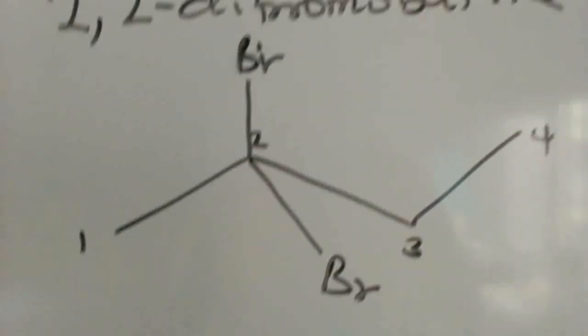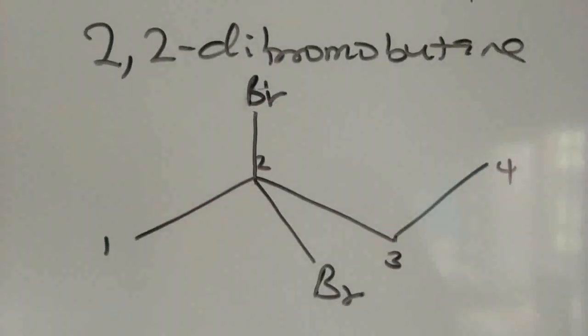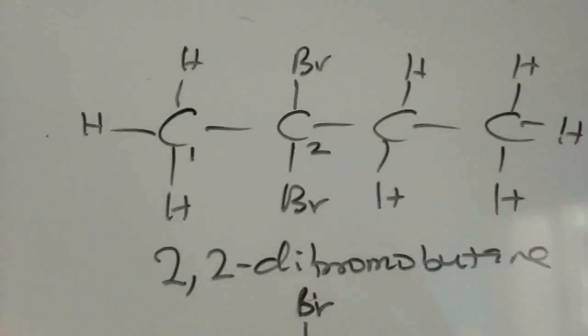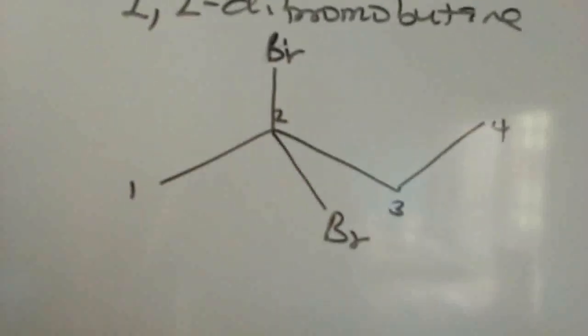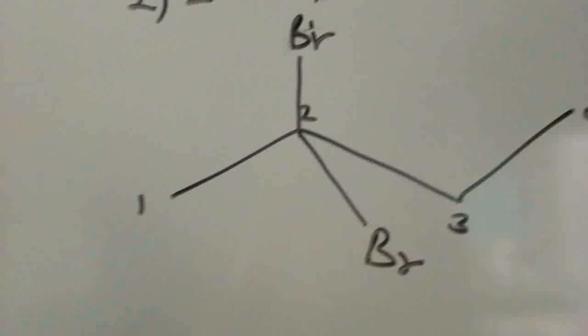So this is 2,2-dibromobutane. No matter how funny the structure looks, you have to be able to decode it very well and name it. So you see the way it's being done.